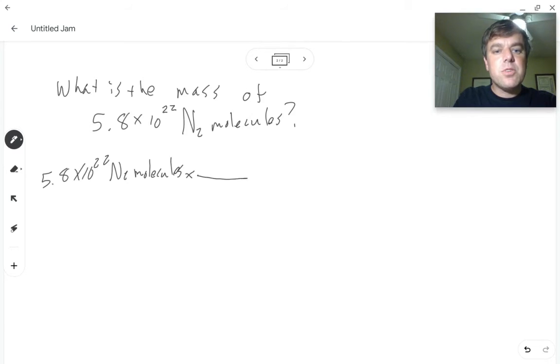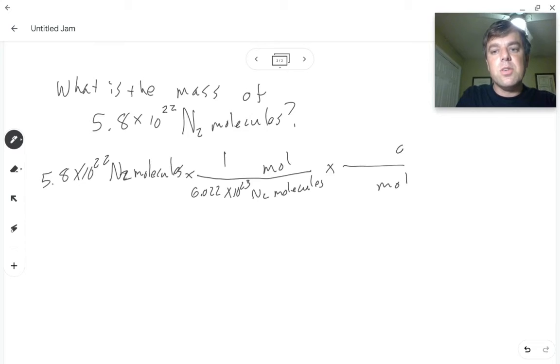Our first step is going to convert what we started with, molecules, into moles, where 1 mole is Avogadro's number of molecules. And then we can go from moles to grams, where 1 mole equals the mass of, and we're working with nitrogen. So we need the mass of nitrogen off the periodic table, which is 14.01. But keep in mind, since it's diatomic, there's 2 of them, so it's 28.02.